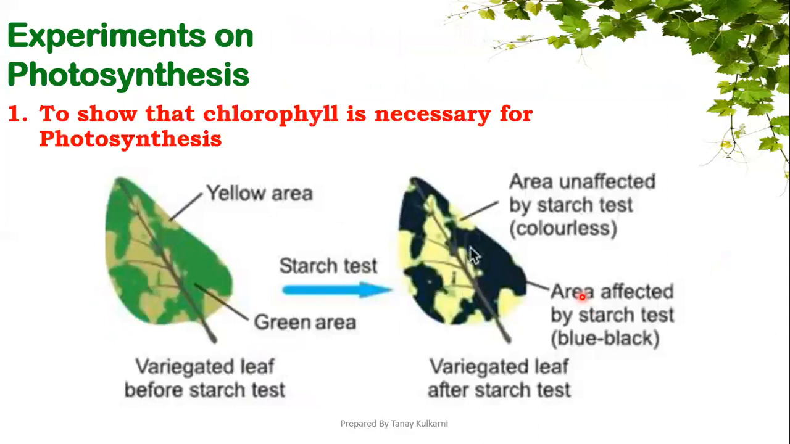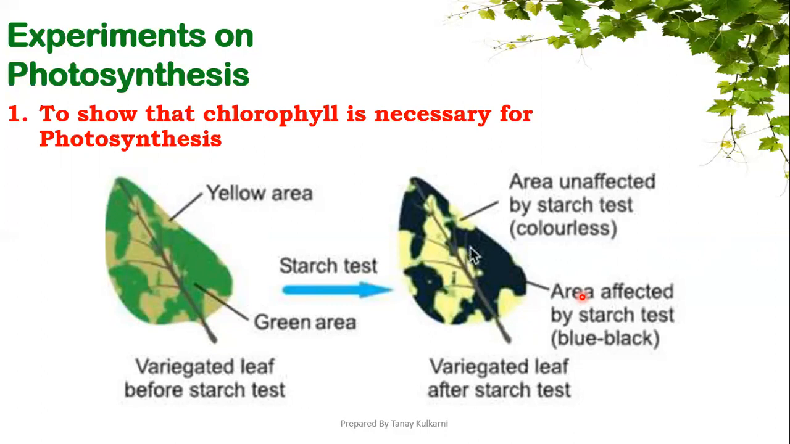Experiment number 1, to show that chlorophyll is necessary for photosynthesis. For that, we have to take a plant with variegated leaves. Variegated leaf means a leaf having some green and some non-green areas. For example, coleus, croton, and geranium.